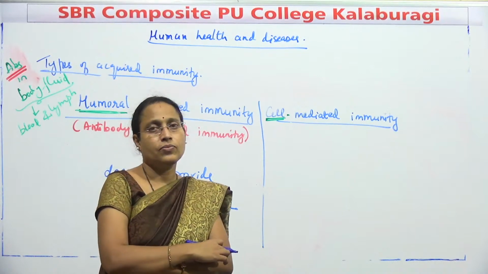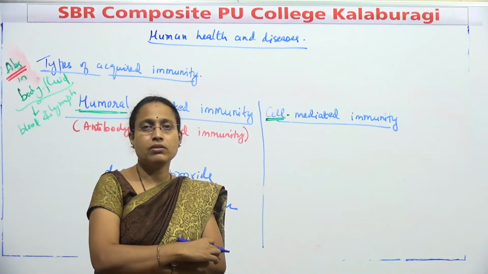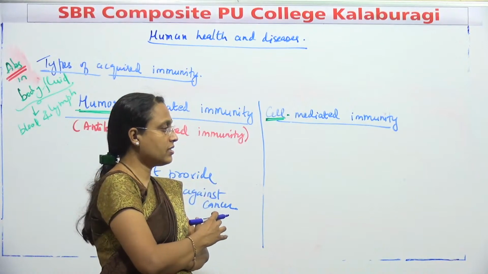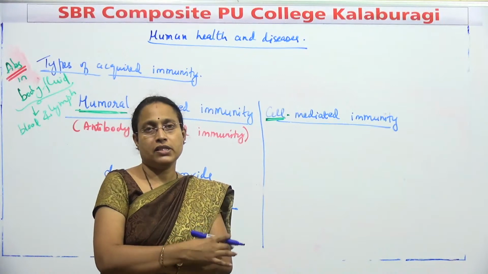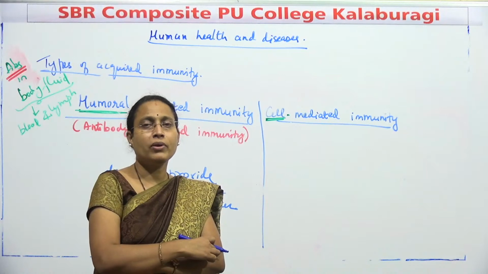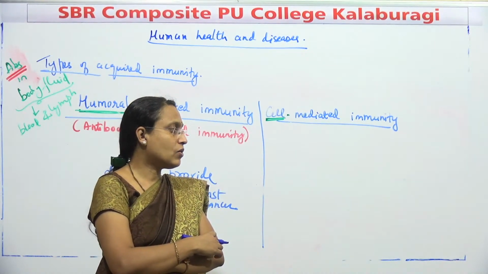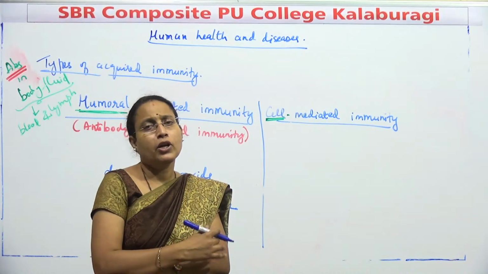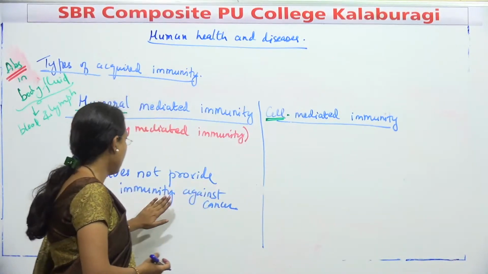Cancer is the formation of a malignant tumor where the cell loses its control over cell division. When the cell loses its control over cell division, it will start to divide continuously. As a result, a mass of cells is formed in the form of tumors. Cancer is caused by a harmful tumor called a malignant tumor. But humoral immunity is not good in providing immunity for cancer.